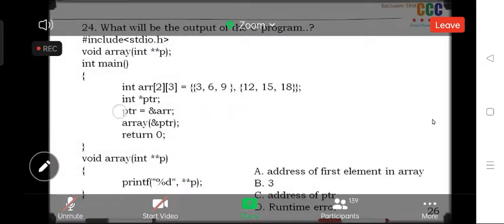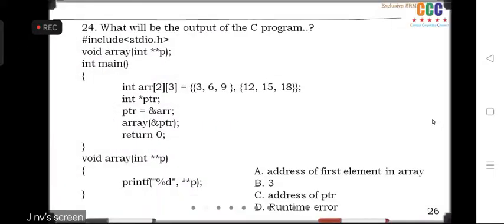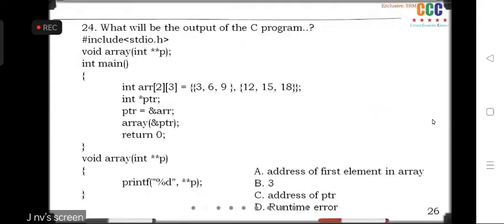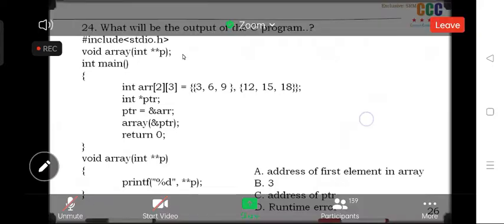Swikriti is saying it is A, address of the first element in the array. Good. One answer I got. It has A.